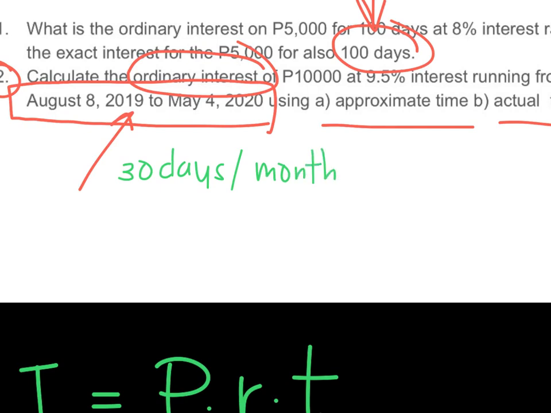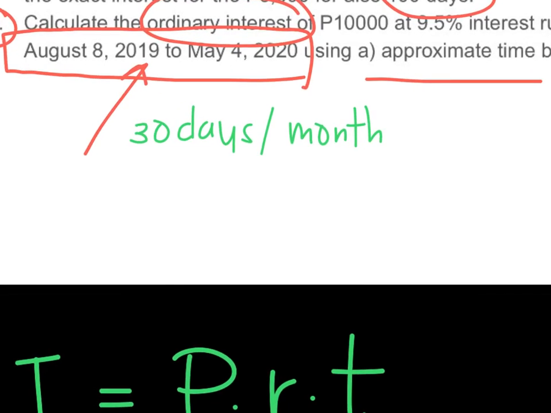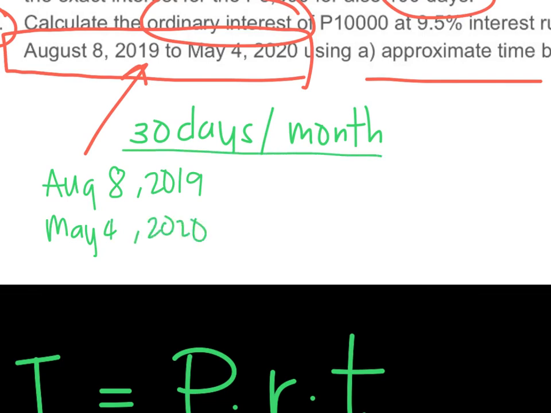February will have 30 days, December will have 30 days, January will have 30 days. All the months will have 30 days. So if we borrowed the amount on August 8, 2019, we have to count the days until May 4, 2020, assuming that we have 30 days per month.